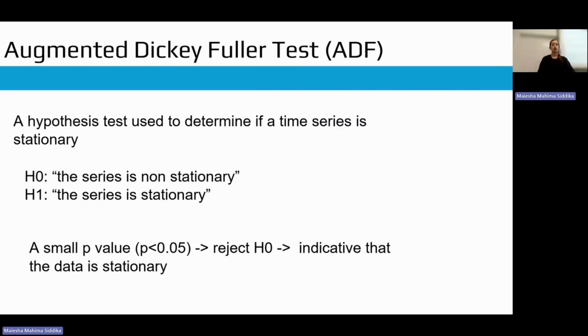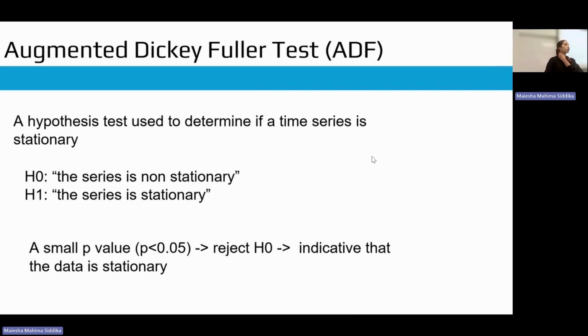So one way to understand if our time series is stationary or not is the Augmented Dickey-Fuller test. This is a hypothesis test used to determine if a time series is stationary. Basically, its H0, or null hypothesis, is that the series is non-stationary, and the alternative hypothesis is that the series is stationary. We can do this via Python and we'll get a small p-value. If this p-value is really small, less than 0.05, then we can reject our null hypothesis and it's indicative that the data is stationary.